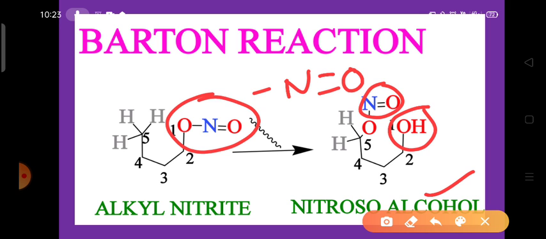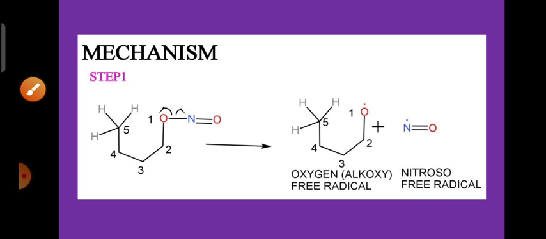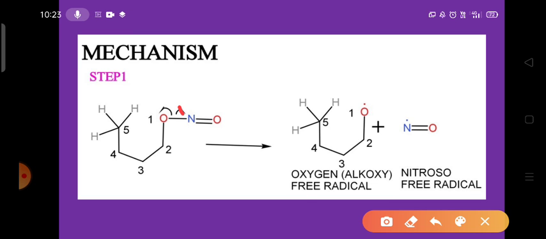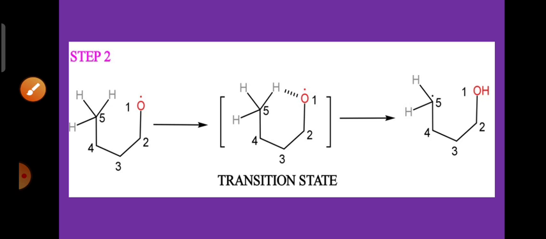Now we go to the mechanism of this reaction. In the first step, the O-N single bond of the nitrite will undergo homolytic cleavage. So this O-NO bond undergoes homolytic cleavage. As a result, we get a nitroso free radical as well as an alkoxy free radical.